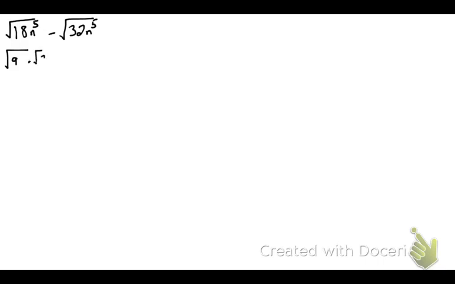times the square root of 2, because that's 18, times the square root of n to the fourth times the square root of n. This is getting jammed in here a little bit, and this is all related to 18n to the fifth. What a mess. If I simplify just this part down, I'm going to get 3 square root of 2 n squared and root n.